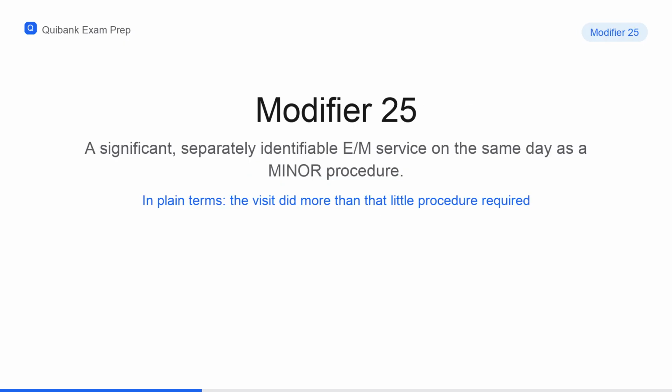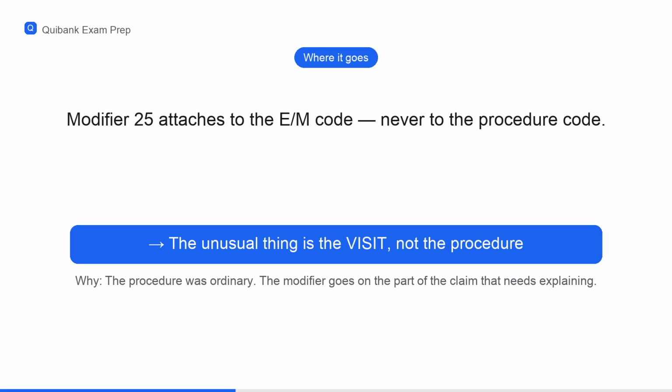Now the first modifier. Modifier 25 is for a significant, separately identifiable evaluation and management service performed on the same day as a minor procedure. In plain terms, the visit did more than that little procedure required, so it deserves its own payment. One thing about 25 that the exam tests directly. The modifier goes on the evaluation and management code, not on the procedure code. The reason is simple once you see it. The thing that is unusual here is the visit, not the procedure. The procedure was ordinary, so the modifier attaches to the part of the claim that needs explaining.